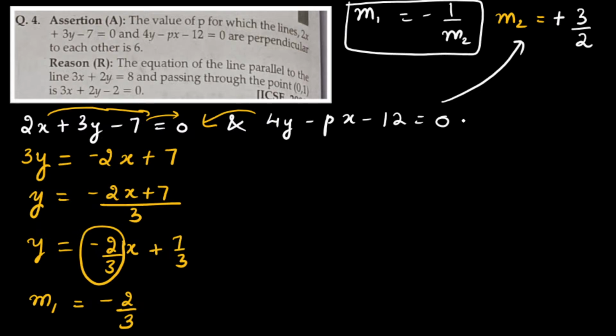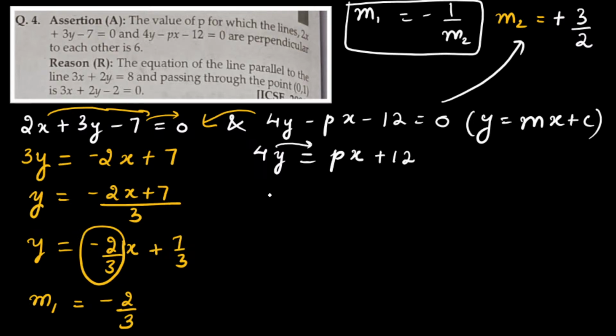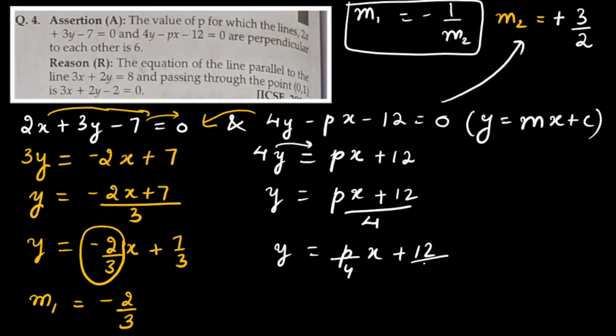Now we have to convert this equation also into slope intercept form, y equals mx plus c. First of all, the y term will stay on this side. Minus px, when I shift it to the other side, becomes positive px. Minus 12, when I shift it to the other side, becomes plus 12. Now let's shift 4. So y equals px plus 12 by 4. I'll write it as p by 4 x plus 12 by 4.